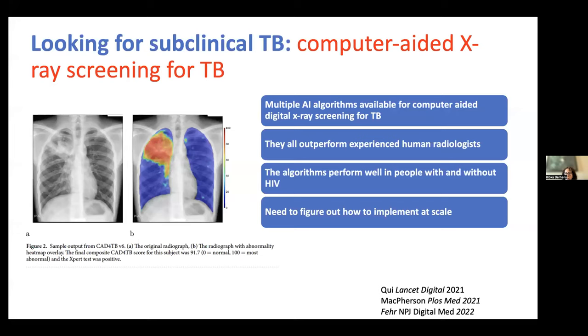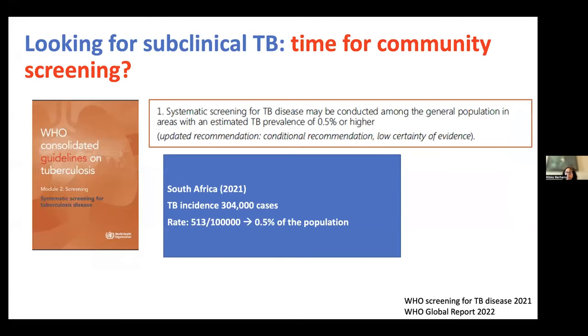These are not diagnostic. We wouldn't treat people on the basis of an X-ray. It just needs to screen people and say, this person is high risk for TB and should go on for sputum testing. This person is low risk and does not need to go on for sputum testing. There are many algorithms available, and consistently they all outperform human radiologists, interestingly, and they seem to perform well in people with and without HIV. And so really the question now is, how do we implement these at scale? And is it time for community-based testing?